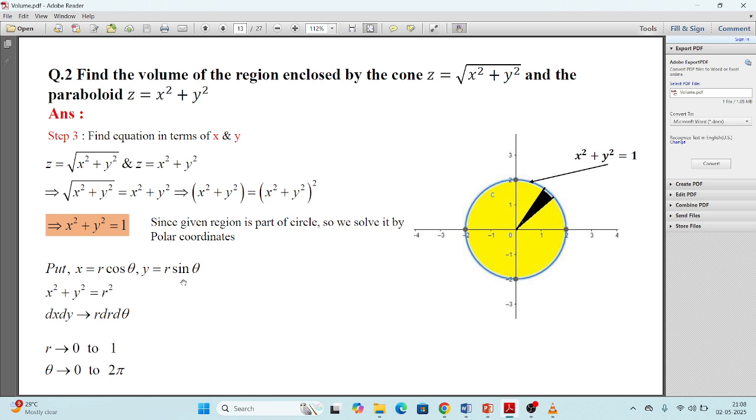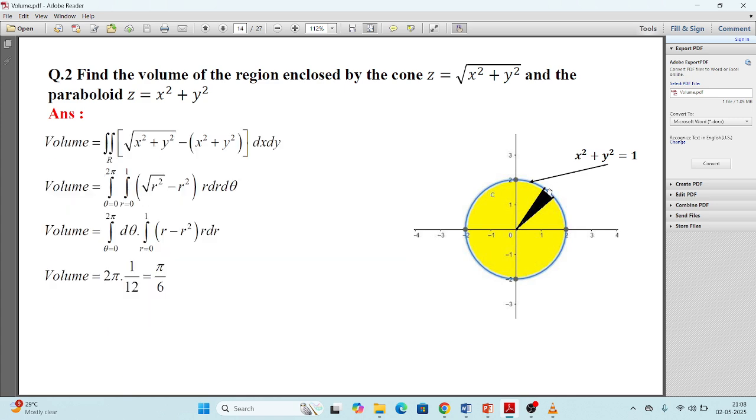So again use the conversion as it is a circular part. x equals r cos theta, y equals r sin theta. Complete circle, so the limits of theta are 0 to 2 pi, and the limit of r will be 0 to 1. So with this our integration is, this is replaced by r square under root, so under root of r square. This will be replaced by r square. So r minus r square. We can separate out the integration as limits are constant. So this will be the integration.